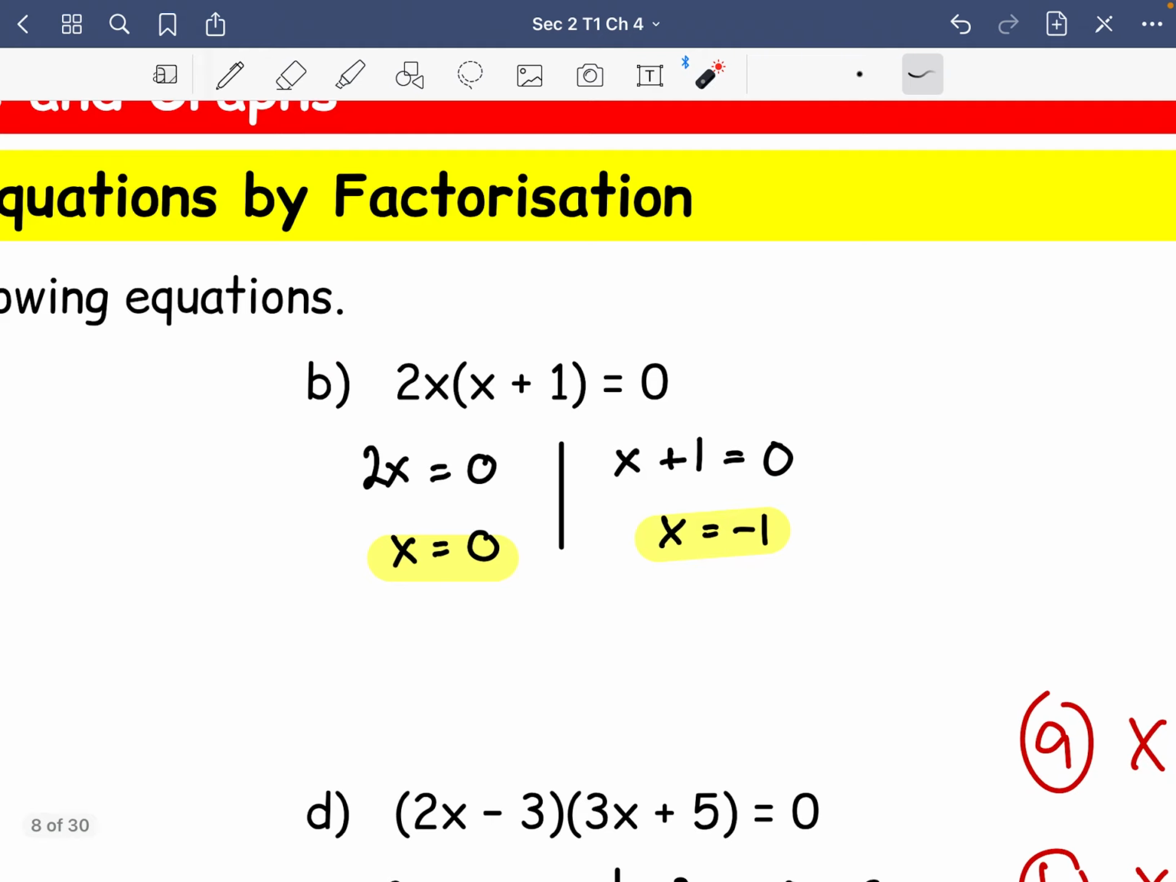Now let's have letter B. For letter B, you have 2x and x plus 1 equal to 0. So 2x, your first factor, equals 0, and x plus 1, your next factor, equals 0. Solving for x here, x is equal to 0. How did it happen? When you remove 2, you divide both sides by 2, so x is equal to 0 divided by 2, which is 0. And for this one, you just transpose 1. So the values of your x are 0 or negative 1.